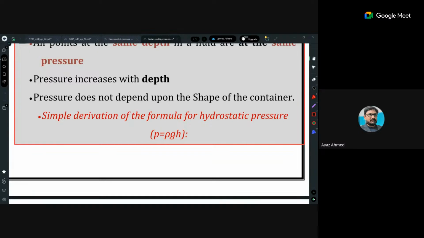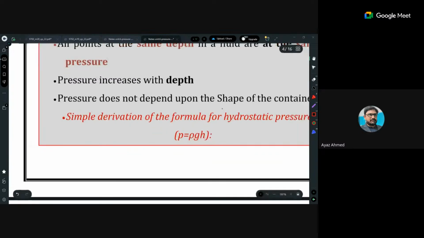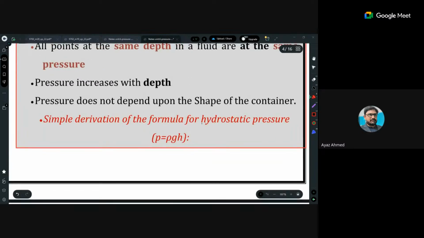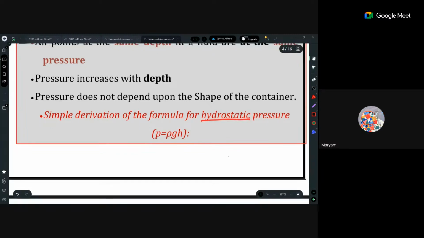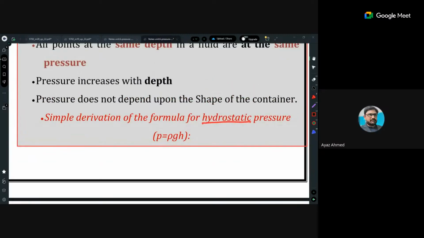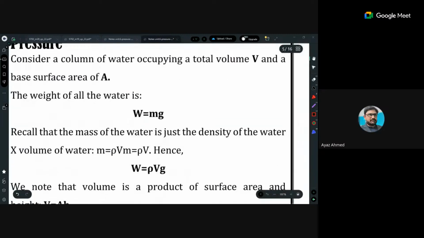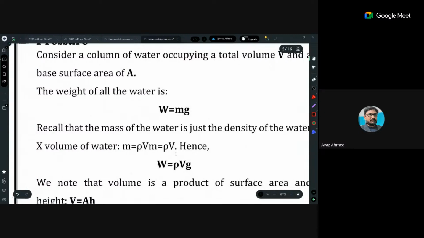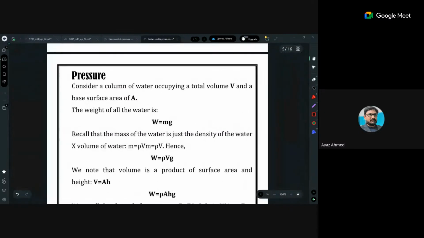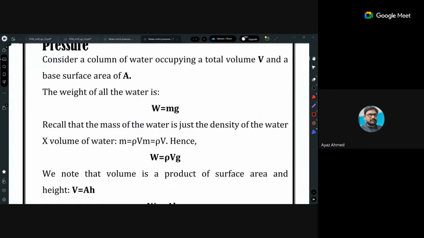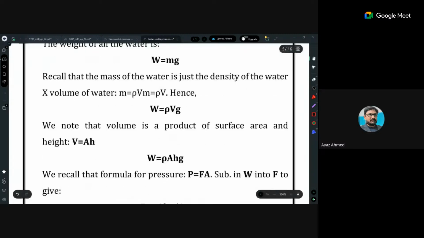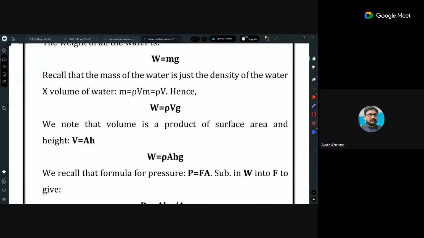So the simple derivation of the formula for it, hydrostatic is a word which I have used, the water at rest. That is rho gh. Okay, so that is basically a very simple derivation. If you just go through that, it's quite easy, right? Just go through that.